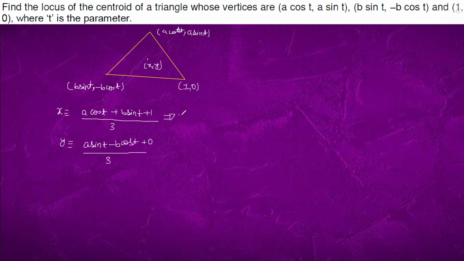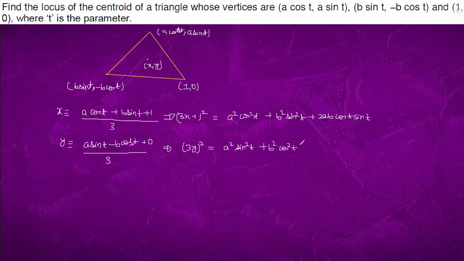We'll simplify this as (3x minus 1) whole square, which is A square cos square t plus B square sin square t plus 2ab cos t sin t. Here we'll do (3y) whole square equals to A square sin square t plus B square cos square t minus 2ab cos t sin t.